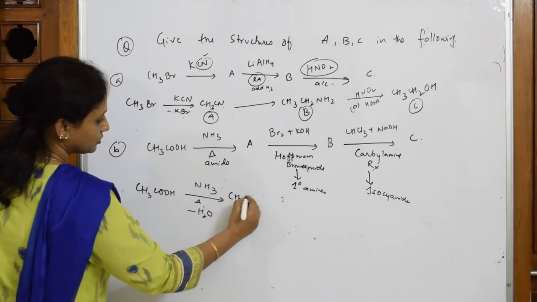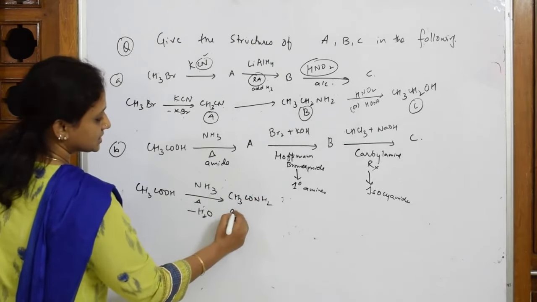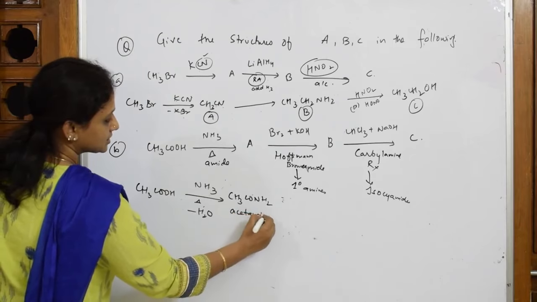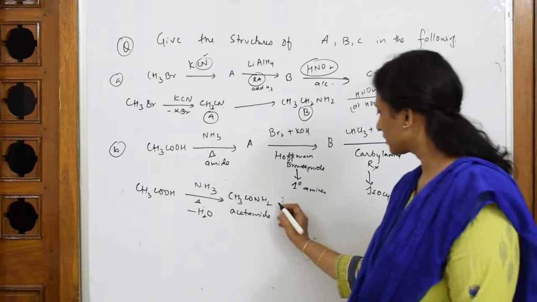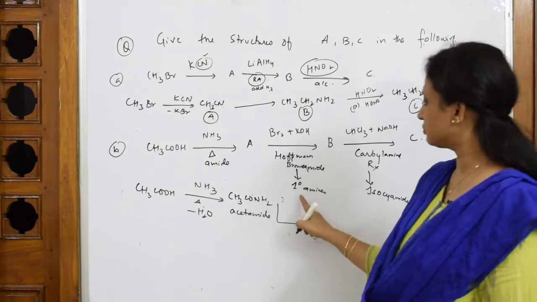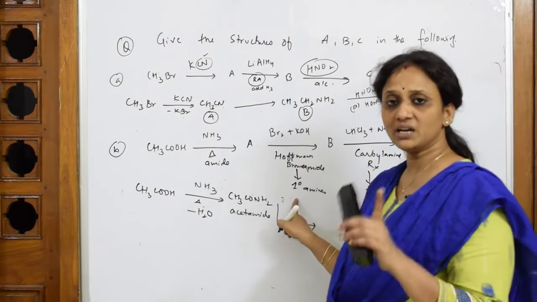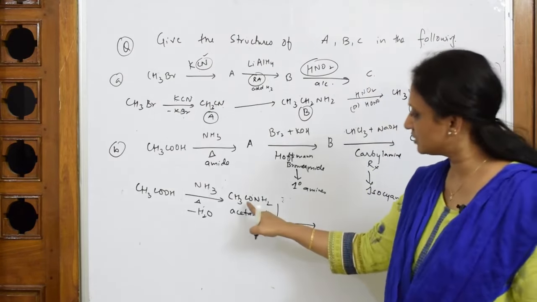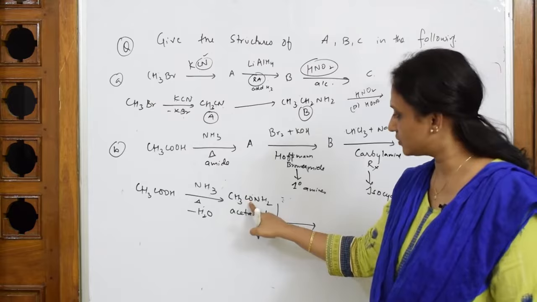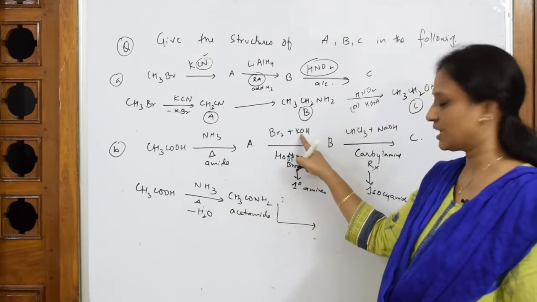So just now I showed you CONH2, acetamide. I got amide. Then Hoffman's bromamide reaction. Hoffman's bromamide reaction will prepare me primary amine, one carbon less. Remember that. So primary amine, this carbon is going to come out as potassium carbonate.